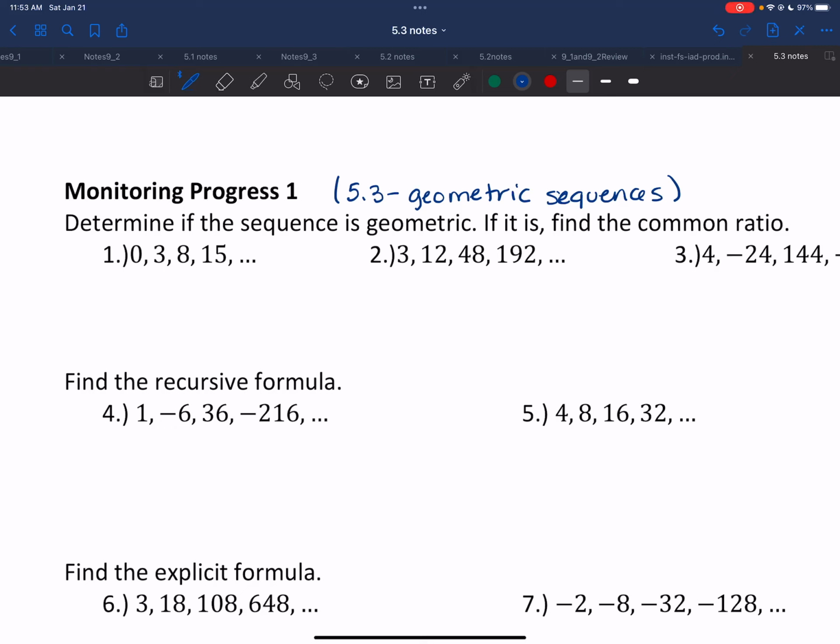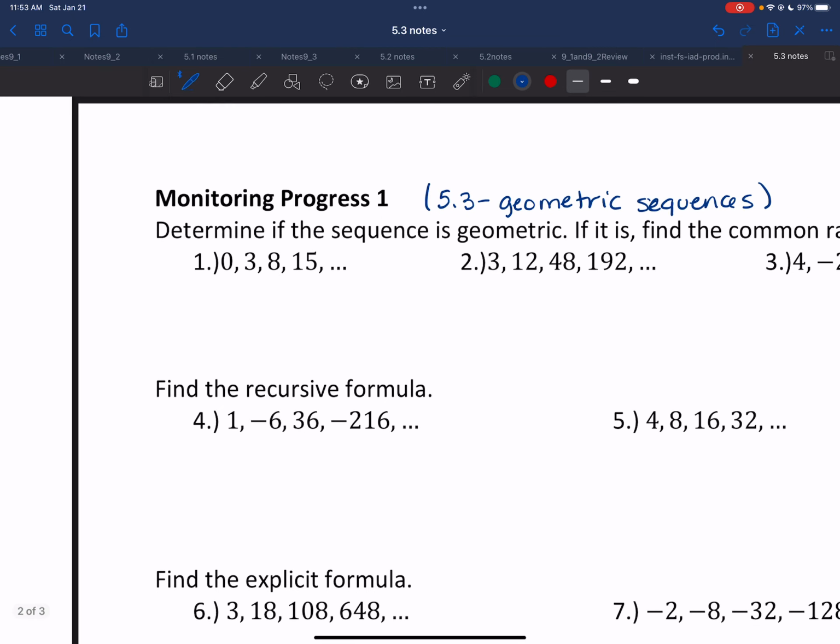Okay, let's go ahead and take a look at the monitoring progress for 5.3, our geometric sequences. Remember, the way to use this video is to fast forward to check your answers on your monitoring progress. If you get any wrong, go ahead and rewind to get the full explanation for that particular problem.